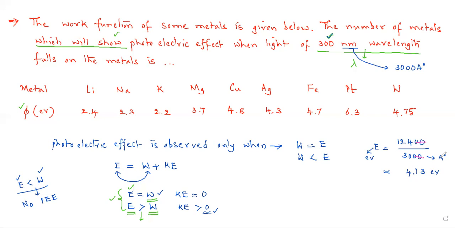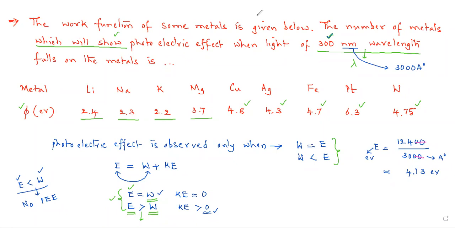So now when you got the energy of the incident radiation, come on, check out the metals that fall under this condition. Work function is either equal or less. See, here the work function is less, less, less, less. Isn't it? In this case, it is more, more, more, more, more.